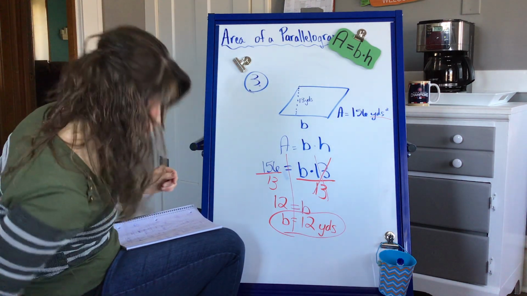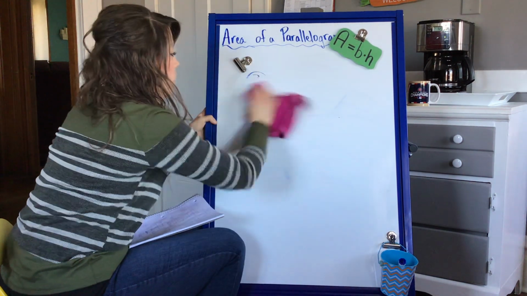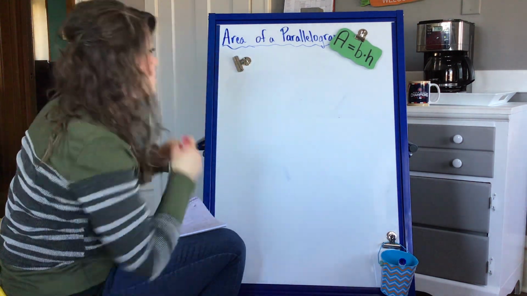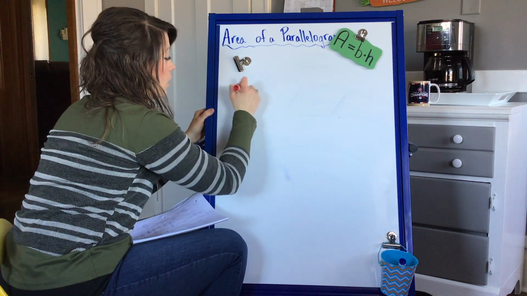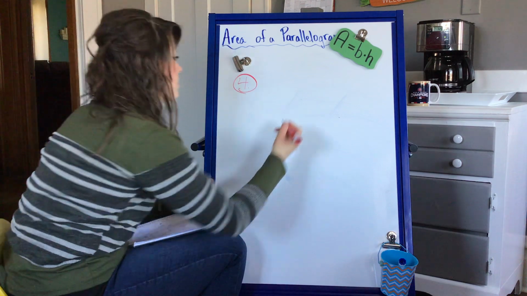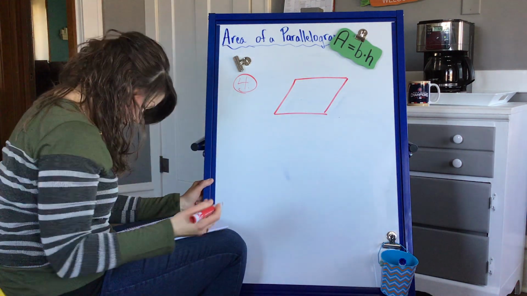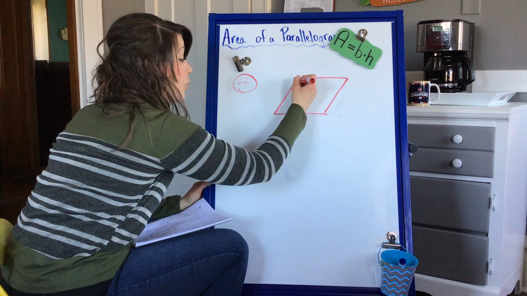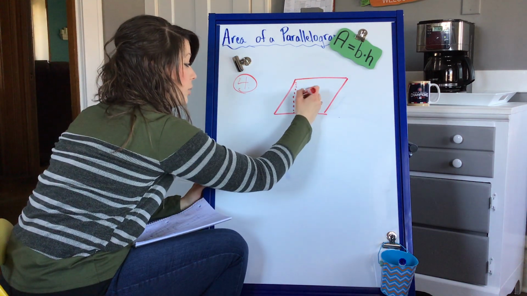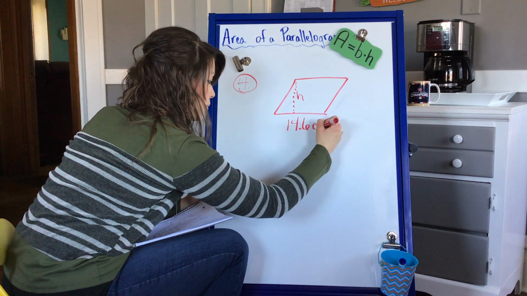All right. And then we're going to go to our last regular one. All right, so this one's going to be number 4. Number 4 is a decimal one. So we have another just regular parallelogram. The height we don't know on this one, so that height is our unknown. Our base is going to be 14.6 centimeters.